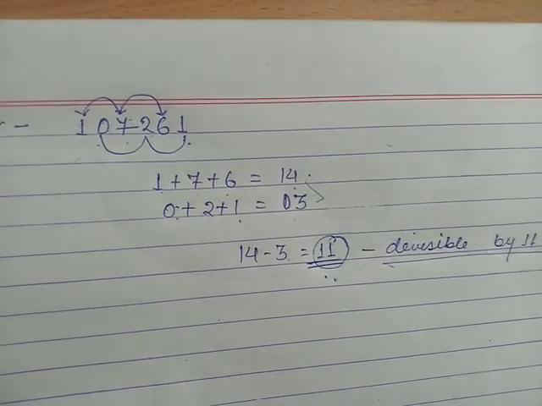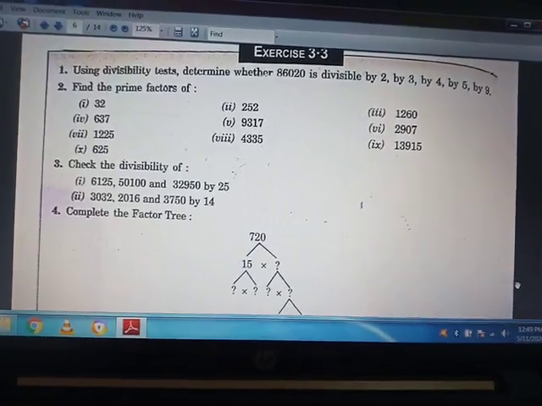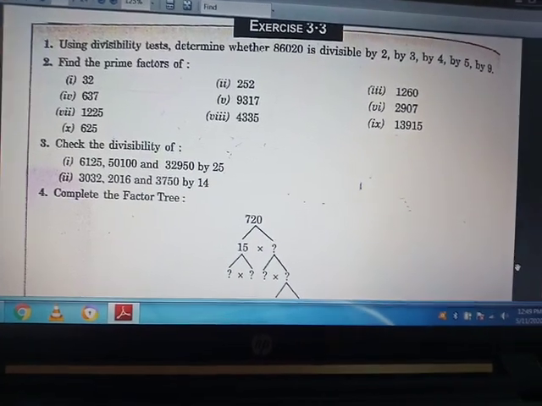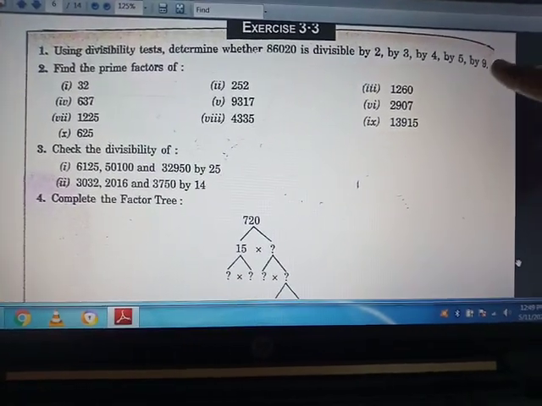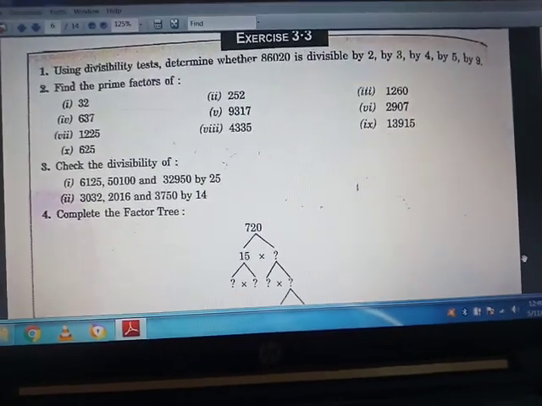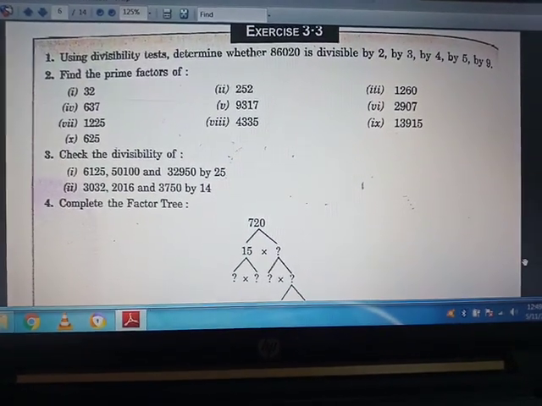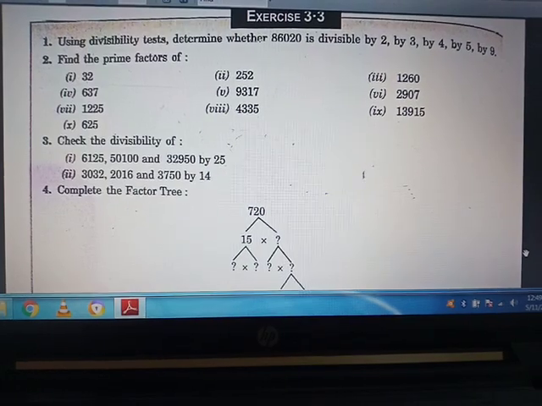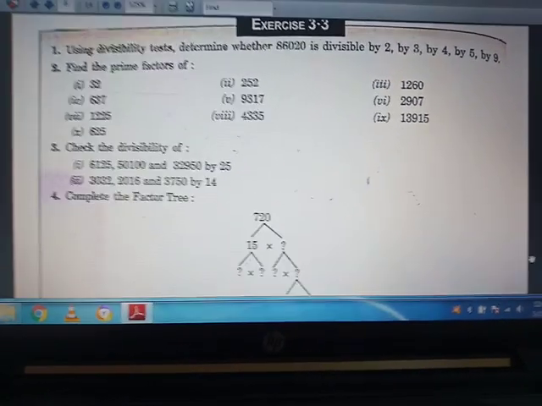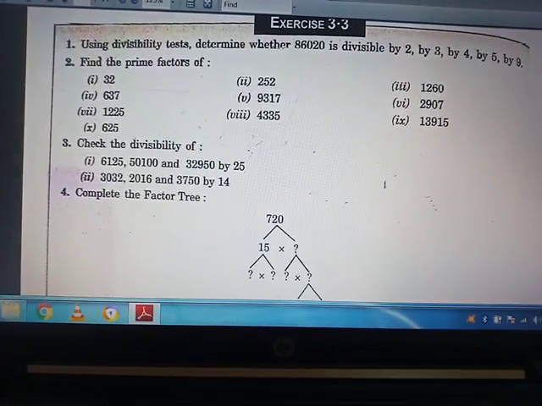Now we will move to our exercise. This was your question number 1. Now you can see that here it is by 9 also. You will do it now. Questions 2, 3, 4, 5 we have already concluded, and right now we have concluded the test of divisibility by 9. So you will go through this and solve the question.